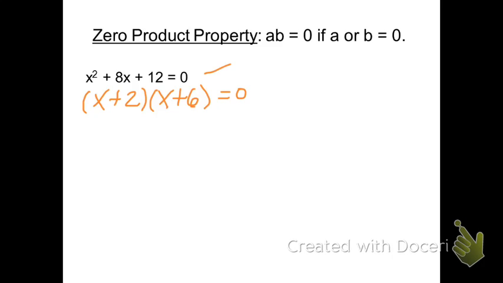Now, if you look at the zero product property, you can think of x plus 2 as A and x plus 6 as B. And we know that they both multiply together to give us 0 because of the 0 right there.